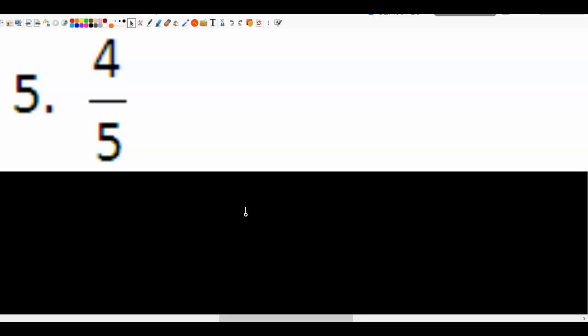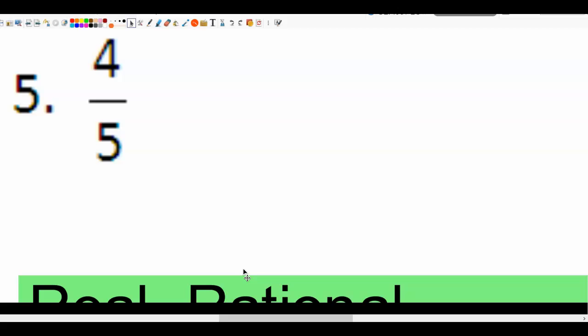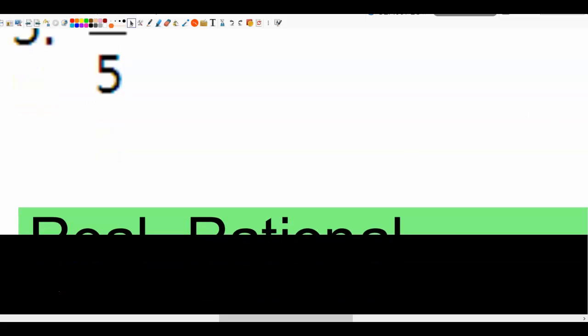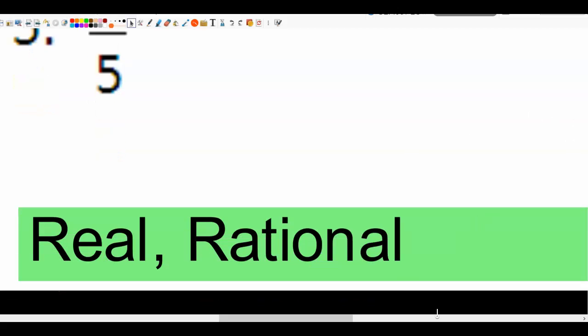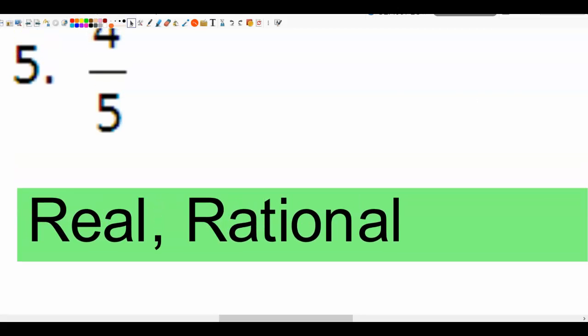Okay, 4/5. This is a fraction. So a fraction is a real rational. All fractions are real rationals.